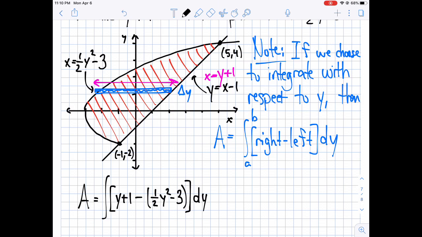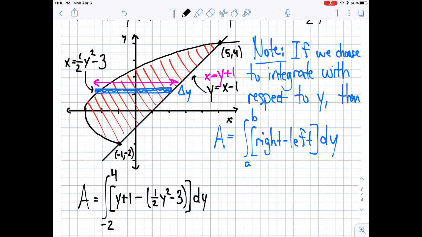And then the last thing we have to do is figure out our limits of integration. On our region, what is the smallest y value that we are using? We are looking here at y equal to minus 2. Okay, we're taking the y value from that point, not the x value. And going up here, what is the largest y value that we are looking at? The largest y value is 4.